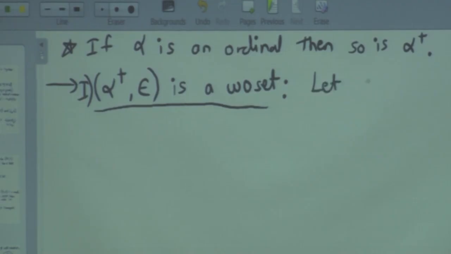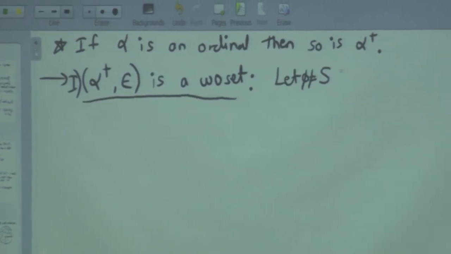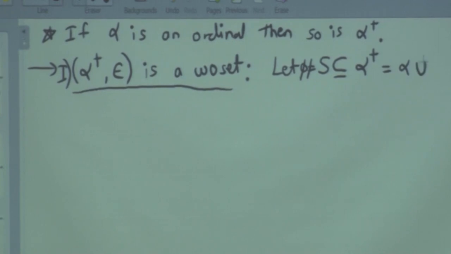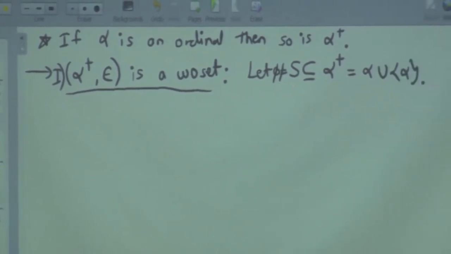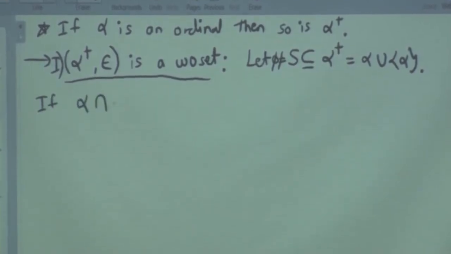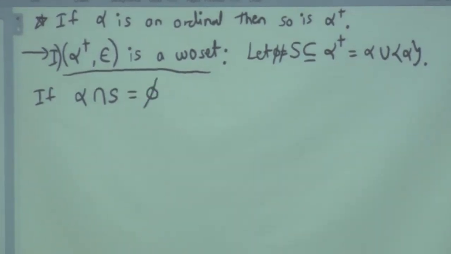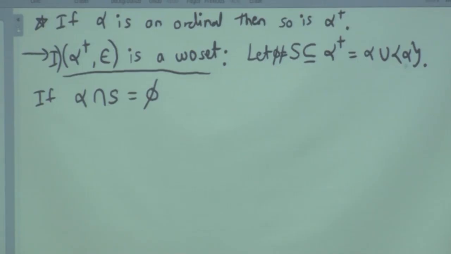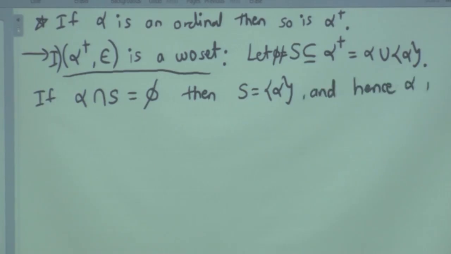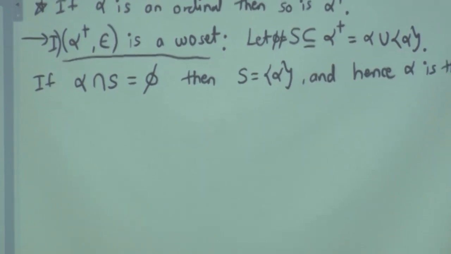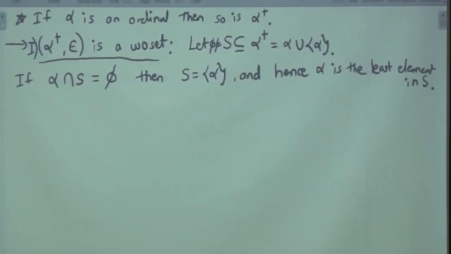So let S be a non-empty subset of alpha plus, which is alpha union singleton alpha. Okay, so S can intersect alpha or not. If alpha intersection S is empty, then what will happen? Then what is S? Then it has to be the only element possible, singleton alpha, and alpha is the least element in S, because there is only one. So there is nothing to prove here.